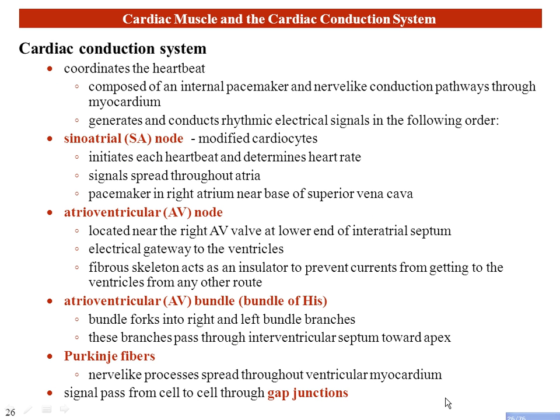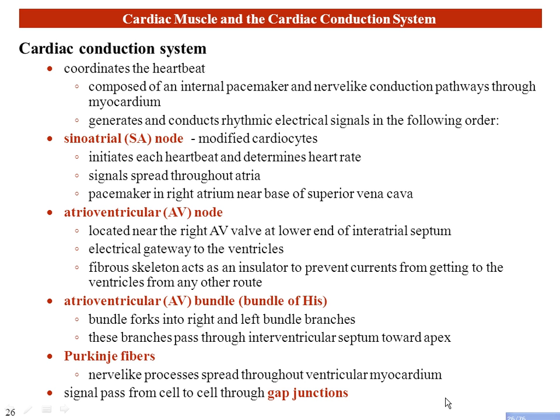Now the next thing we're going to look at is the conduction system of the heart. Basically, a conduction system is a system that spontaneously generates action potentials and allows the heart to beat on a regular basis. And we're going to look at the different parts of the conduction system. Basically, the heart is self-exciting.